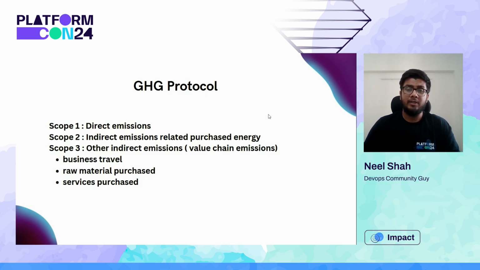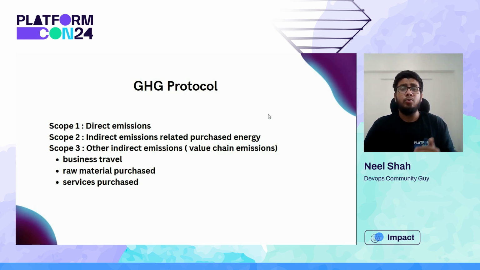Other is indirect emission related to purchased energy. When we purchase and use electricity, and coal is burned or something else is done to generate it, it is considered indirect emission. Other indirect emissions can be like business travel. We are not purchasing anything, we are just buying a plane ticket. Whenever a plane is running, it consumes fuel and emits carbon dioxide. In the same manner, there are different things which the GHG protocol has classified into these three main scopes.